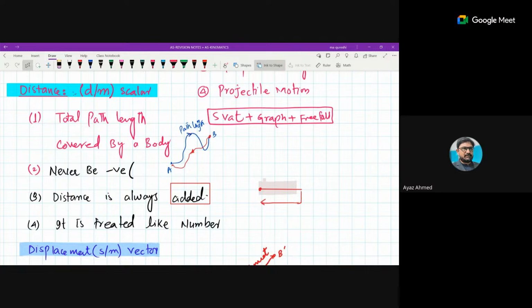Distance is the total path length traveled in any direction. It can never be negative, and it is always additive. If you take one step in whatever direction, yani you are going towards the home or moving away from the home, your distance is always added. So it is treated just like numbers. It is a scalar quantity.